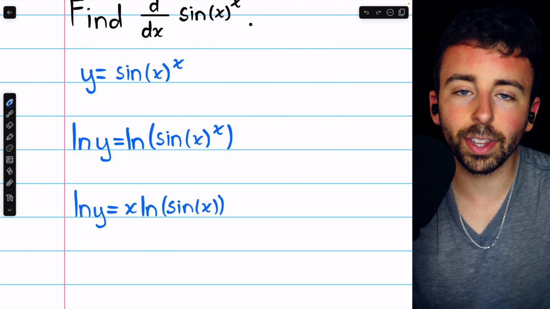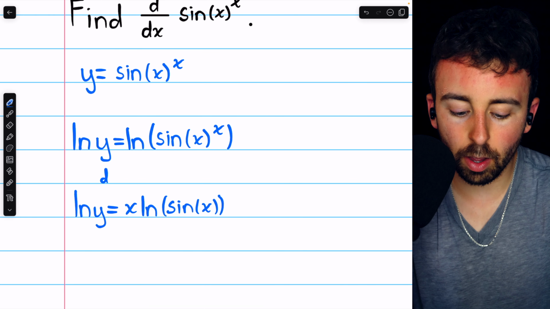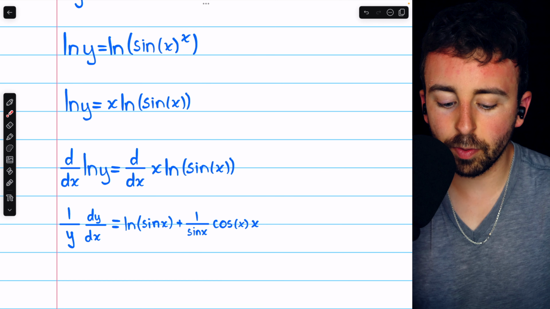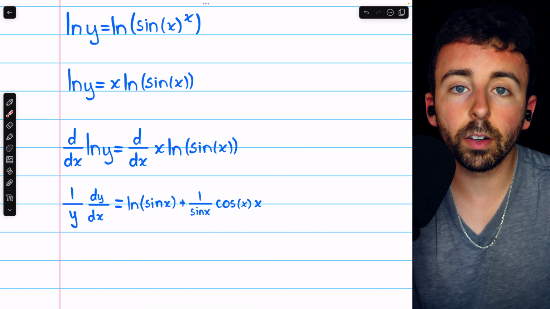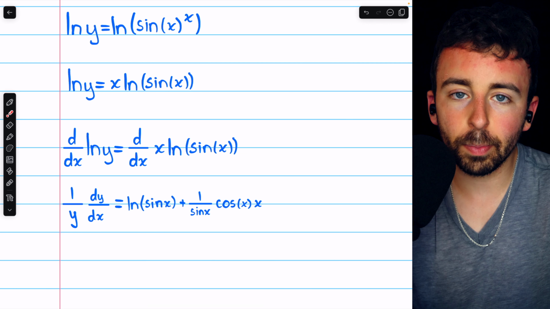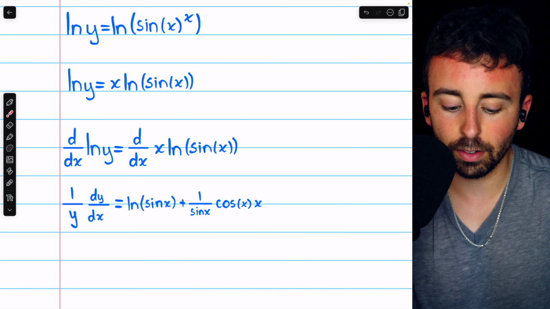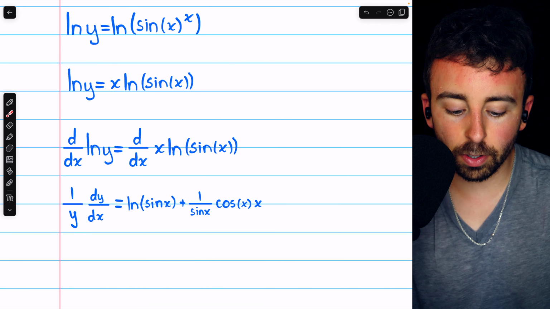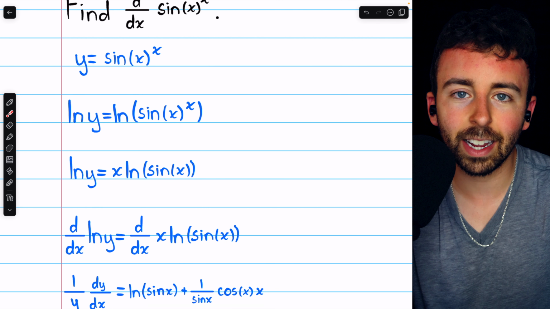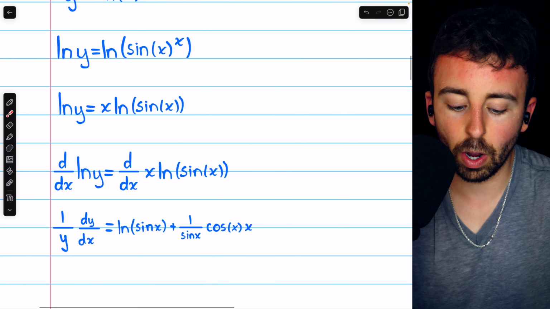Now we'll take the derivative on the left side and the right side and perform implicit differentiation in order to solve for dy dx. So we're taking the derivative on the left and the derivative on the right. The derivative of the natural log of y with respect to x is 1 over y times, we have to apply the chain rule here because y is a function of x, times the derivative of that inside function, so dy dx. Now remember, dy dx is what we're actually looking for here, because y is sine of x to the x, and we're looking for the derivative of sine of x to the x. So we're going to want to solve for this, dy dx.